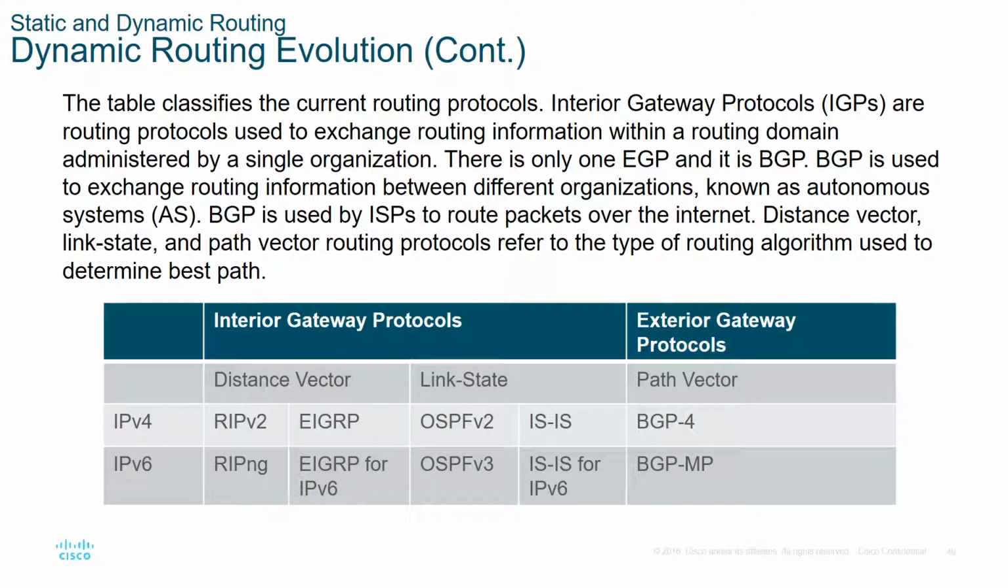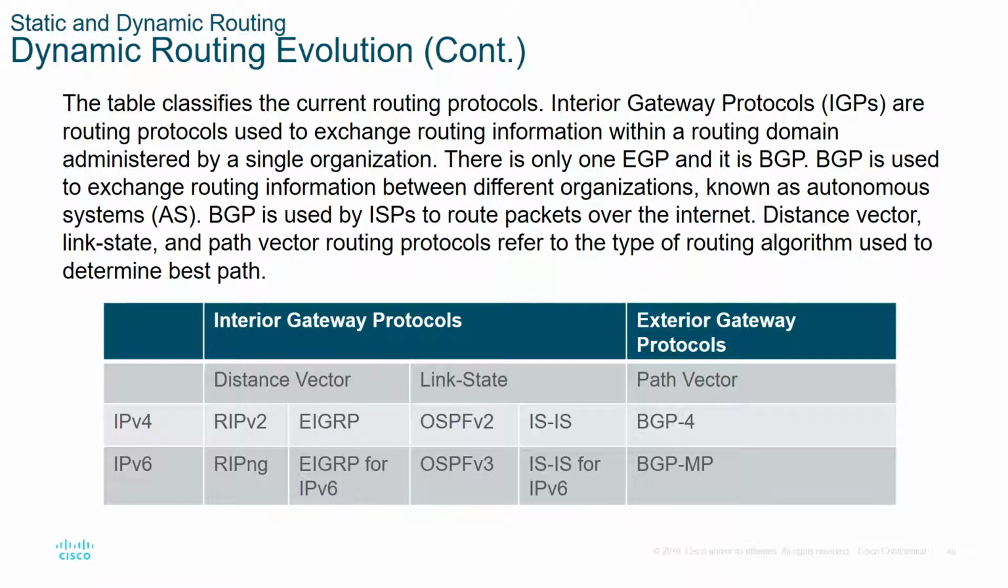The table below classifies the current routing protocols. Interior Gateway Routing Protocols, IGPs, are routing protocols used to exchange routing information within a routing domain, administered by a single organization. There is only one EGP, and it is BGP. EGP stands for Exterior Gateway Protocol, and BGP is Border Gateway Protocol. BGP is used to exchange routing information between different organizations, known as autonomous systems or ASs. BGP is used by ISPs to route packets over the internet.